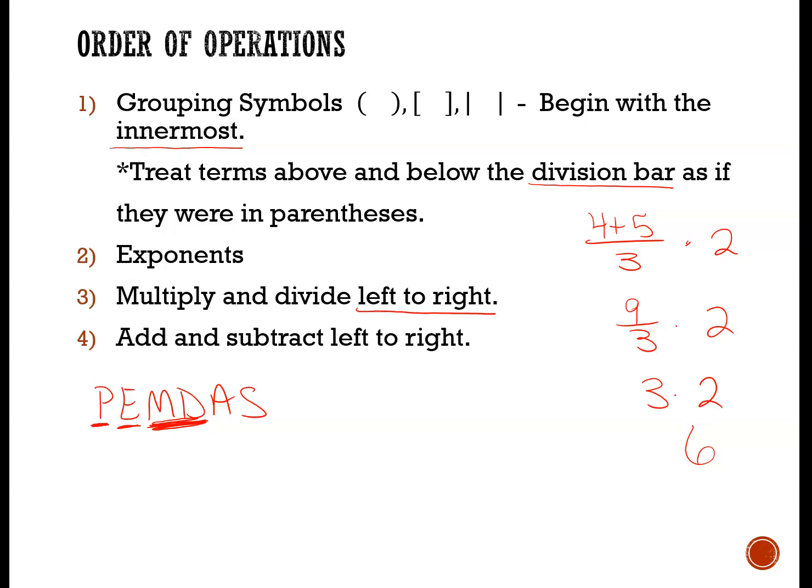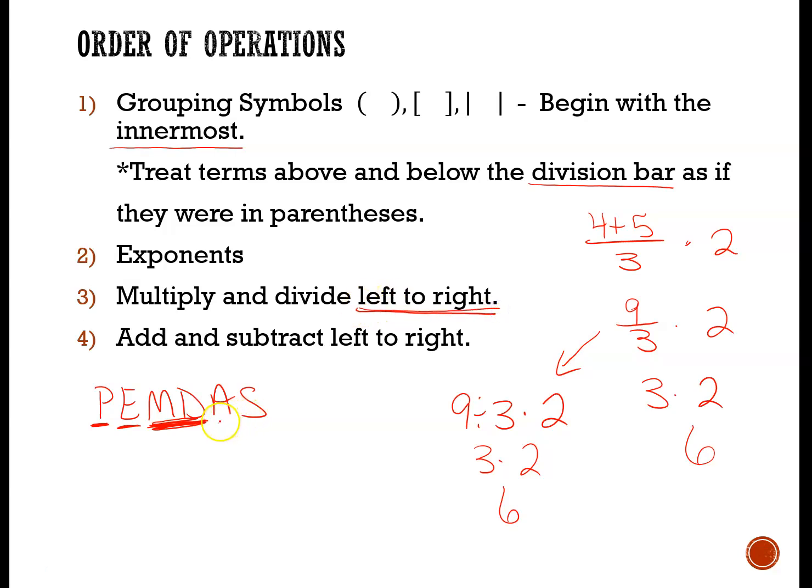So here, this is the same thing as 9 divided by 3 times 2. So I've got division and multiplication. I am going to divide first because that's to the left. So I'm working left to right. Then the first thing I come to is the division. So I do that and then I multiply. Very important to know that.